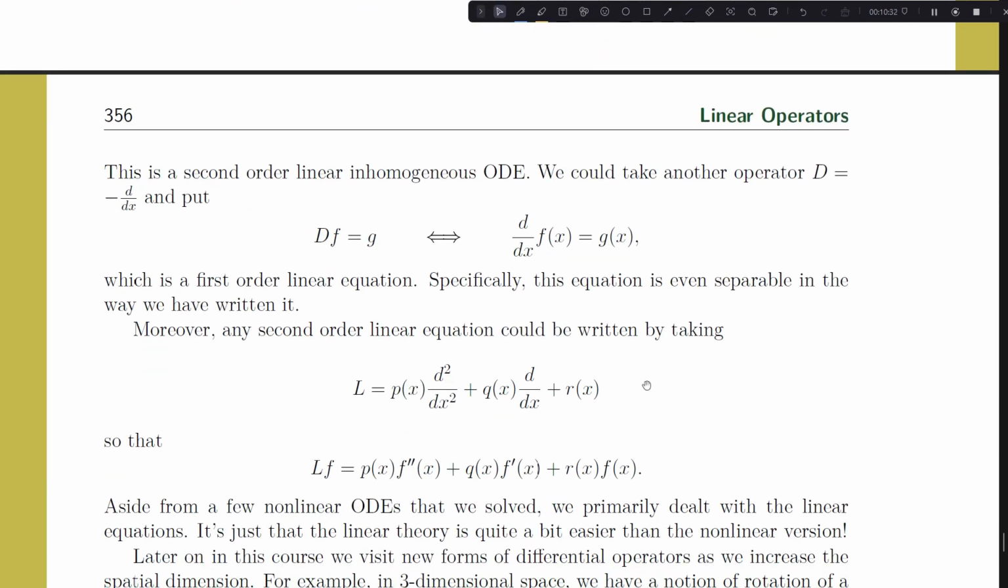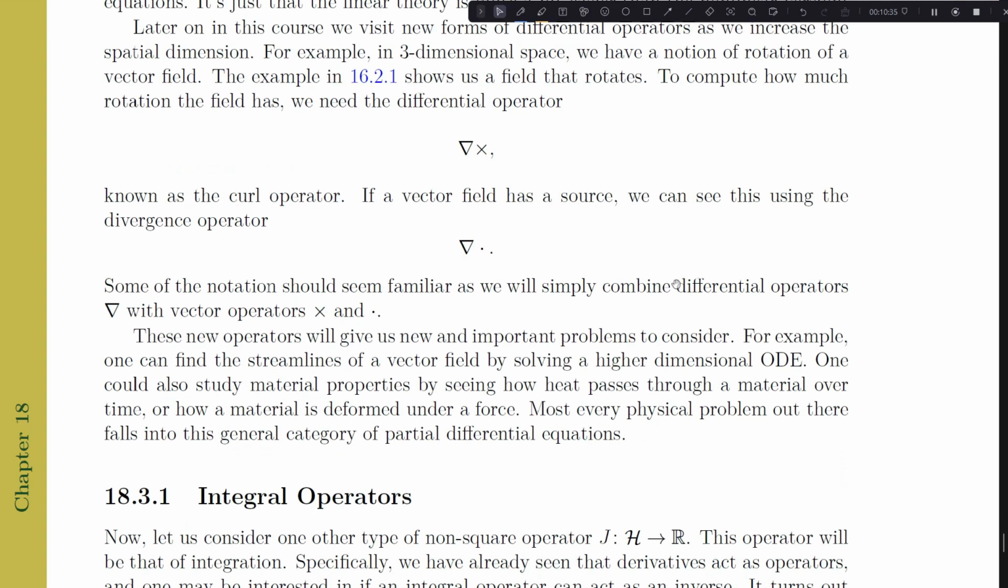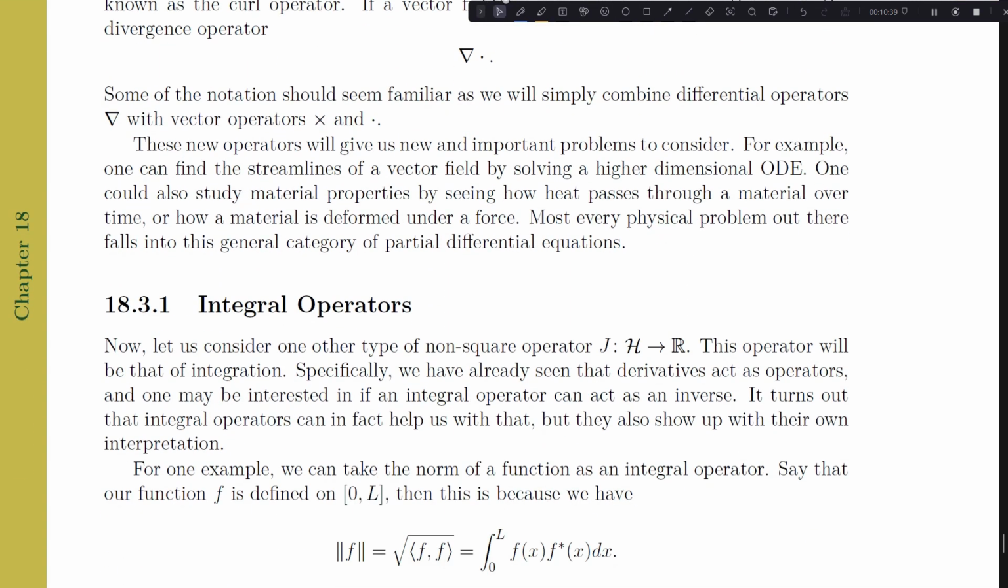And we can also represent differential equations just as operator equations. So that's what we want to think about when it comes to differential operators. Integral operators kind of do the reverse.